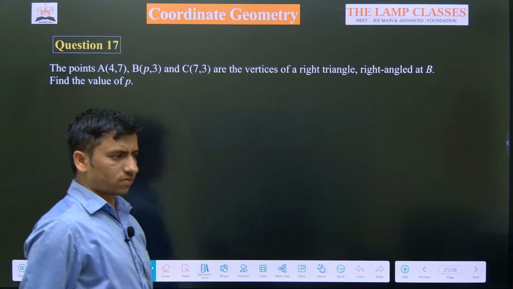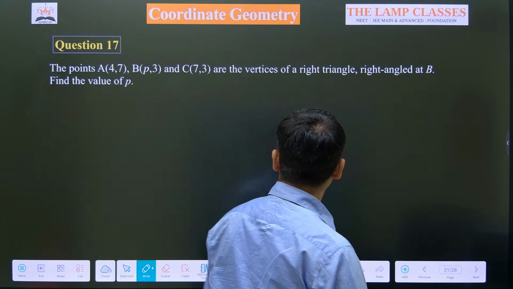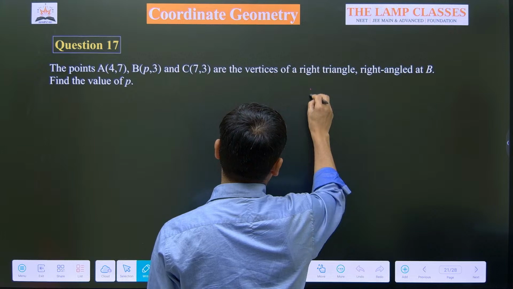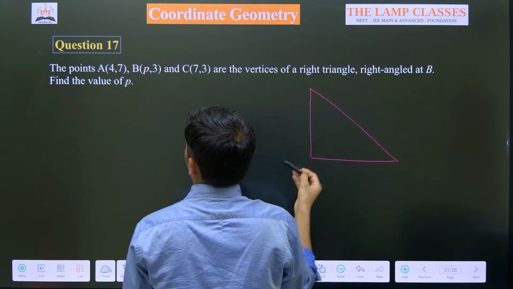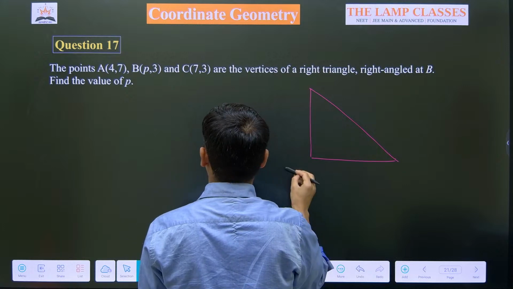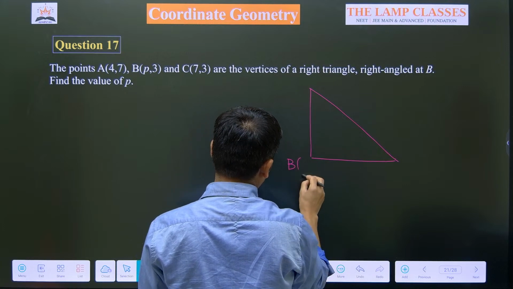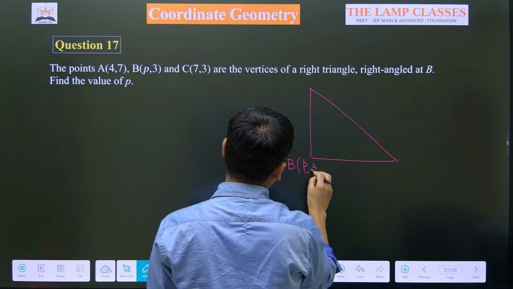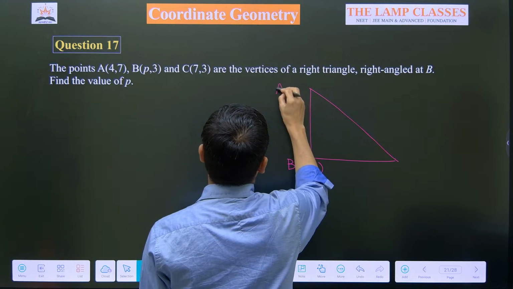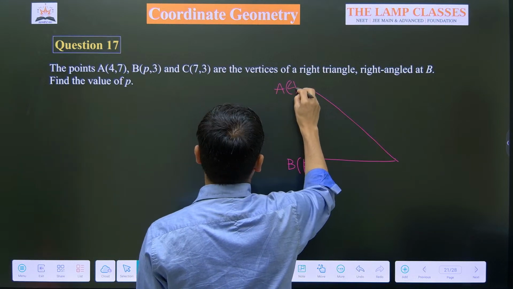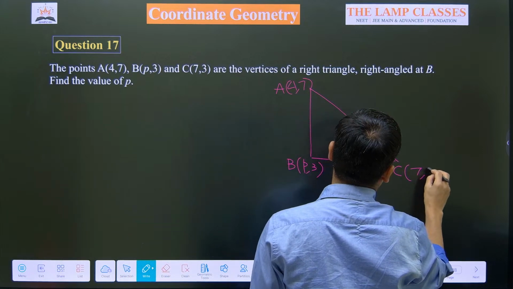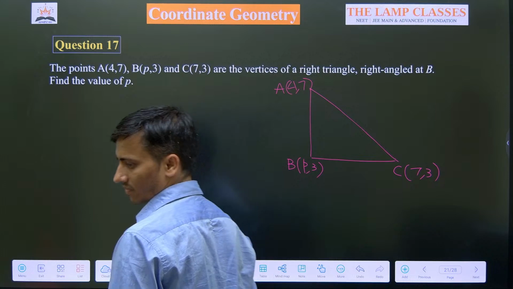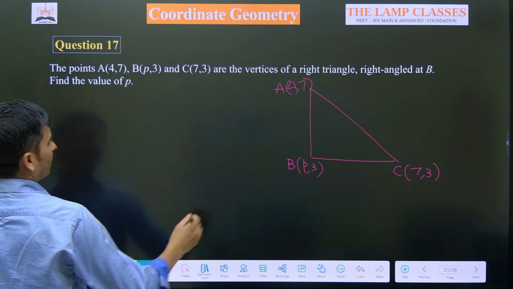Whenever it is possible to make a diagram, it's a better idea, guys, to make a diagram. It's a right angle triangle, so we can make the right angle triangle with right angle at B. So B is here. It's P comma 3. You can take A either here or the other one. A is 4 comma 7 and C is 7 comma 3. And this is the right angle.